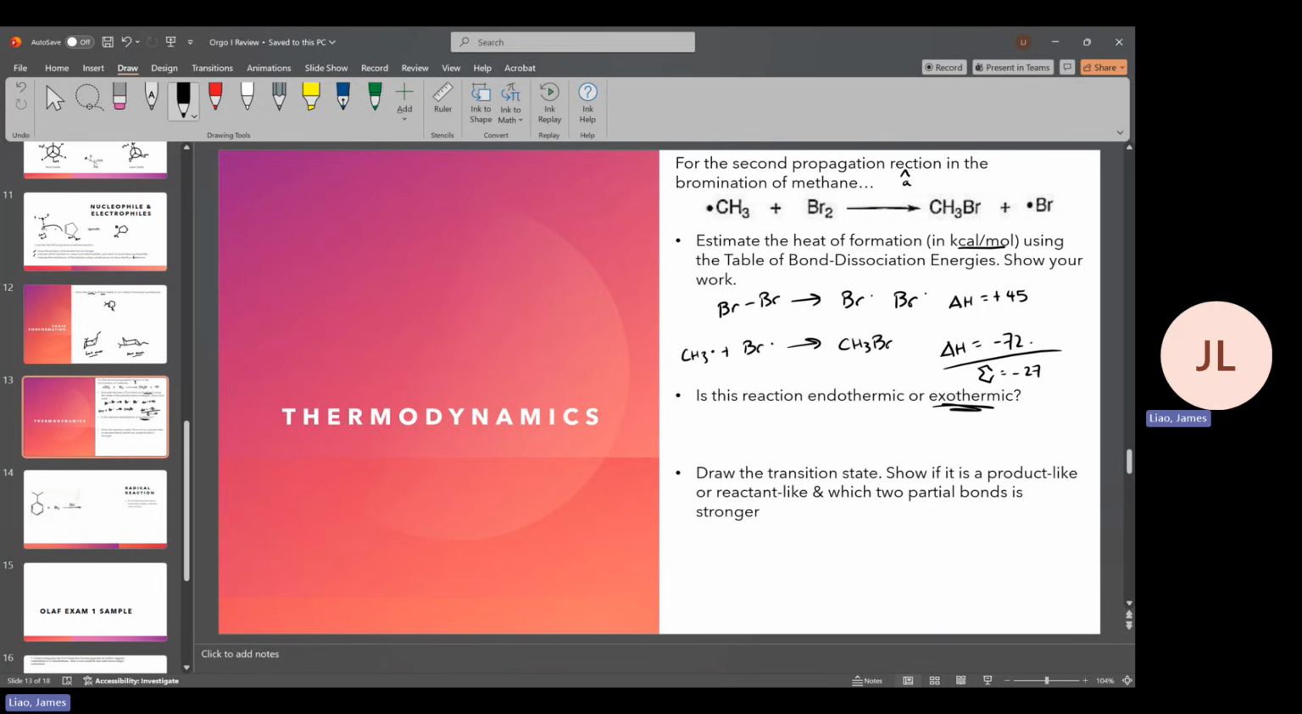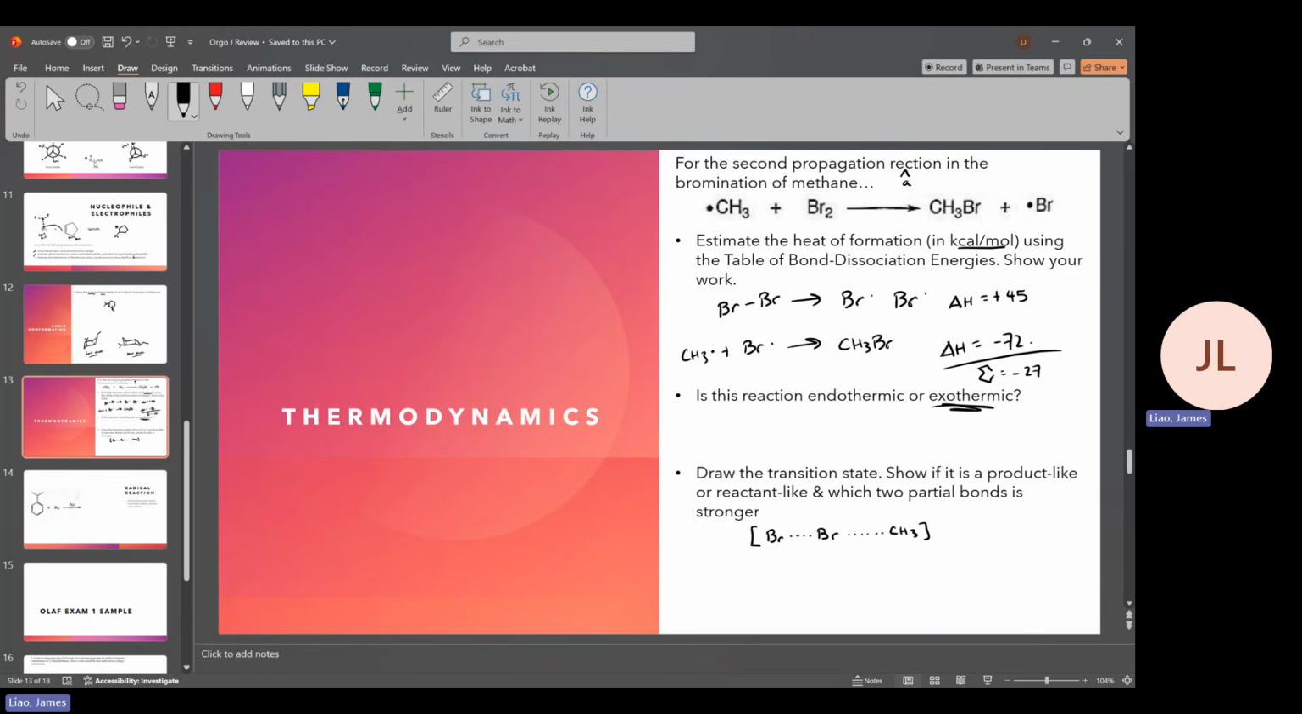Okay. So then we need to draw the transition state and then show whether it's product-like or reactant-like, and then which of the two partial bonds is stronger. So the transition state of forming this bond is basically like this. We're going to put this in a bracket together. The bromine is going to lose this bond like this. And then this is going to be next to a CH3. Okay, back to the transition state.